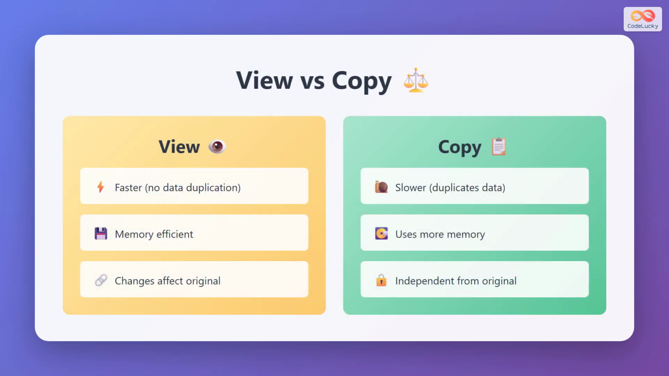Let's compare views and copies side by side. Views are faster because there's no data duplication happening. They're also memory efficient since they don't create additional copies of your data. However, changes made to a view will affect the original array. Copies, conversely, are slower because they duplicate all the data. They use more memory as well. But the trade-off is independence. Changes to a copy don't affect the original array. Choose views for efficiency, copies for safety.